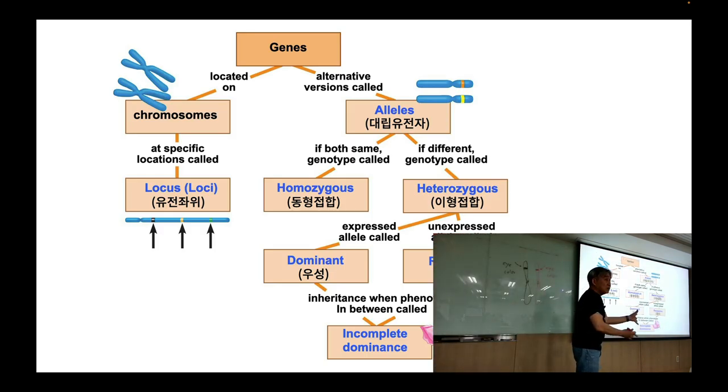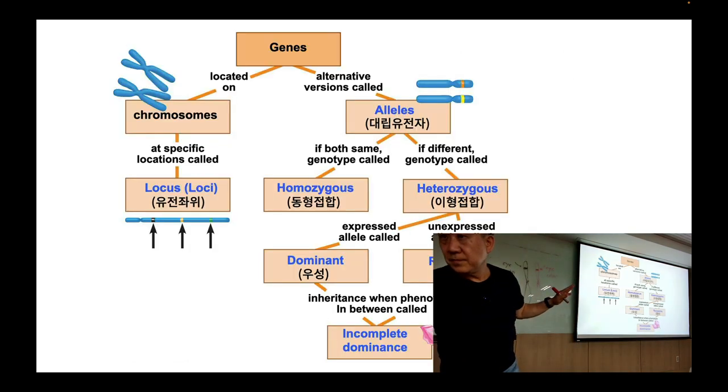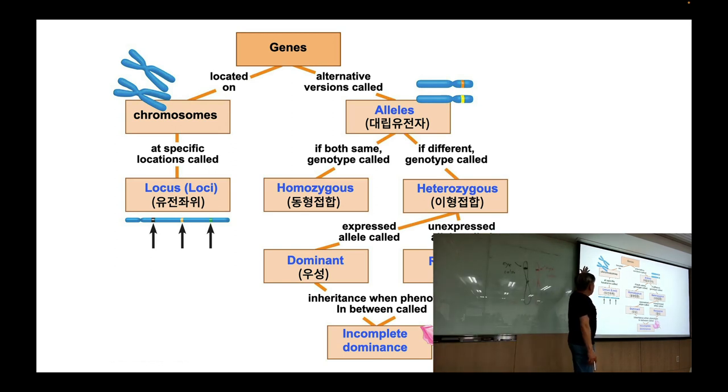So this is what we are going to summarize for this part of classical Mendelian genetics. All genes are located on chromosomes, right? Genes are on the chromosome. And the particular location of a gene on a given chromosome is called a locus. Locus is simply the location of a gene on the chromosome.